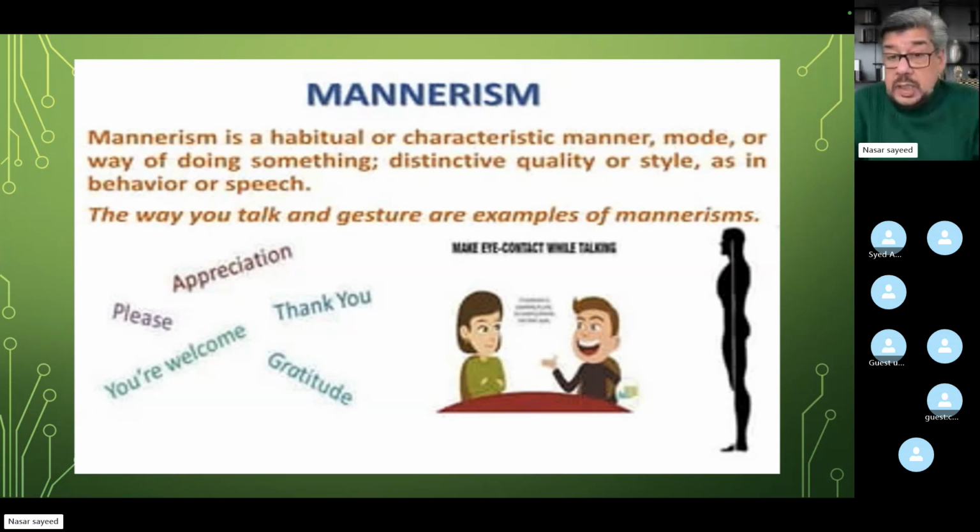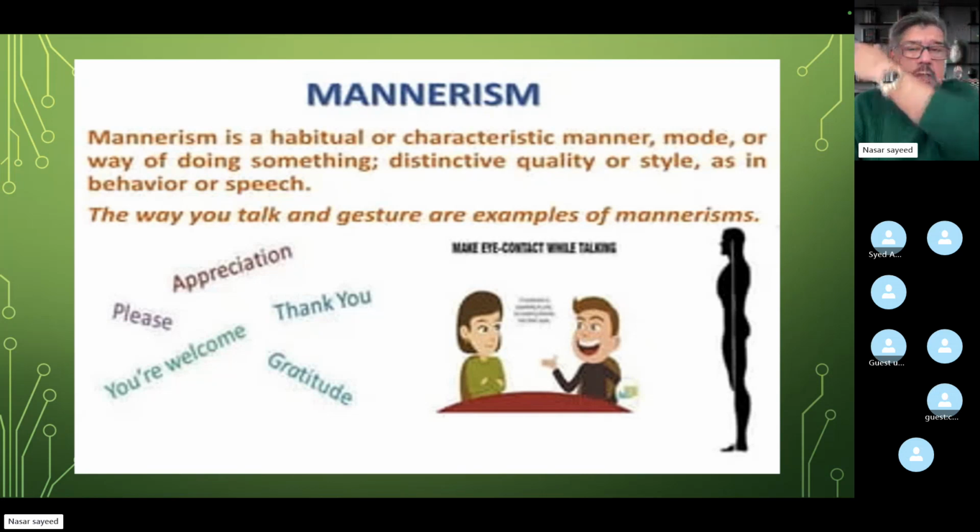Mannerism is a habitual characteristic manner, mode or way of doing something, a distinctive quality or style, as in behavior or speech. The way you talk, gesture. An example of mannerism: I have a mannerism that when I talk, I move my hands very frequently. So to express myself, to reinforce what I'm saying, I move my hands. And this is mannerism. And this is normal as well, but it could be problematic if it is happening in a way which could be probably getting a space from others as well. So if I'm crossing my boundaries with these mannerisms, it could be a problem as well.